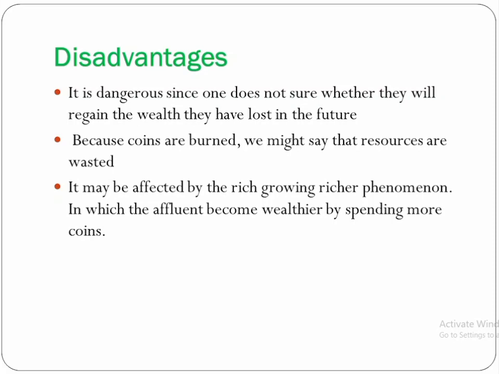If the miner is rich, then he can burn those coins for a long-term investment. So that's why the rich will become richer and the poor will become very poor. These are the drawbacks of the proof of burn mechanism.